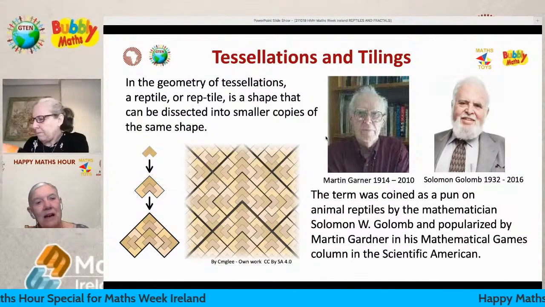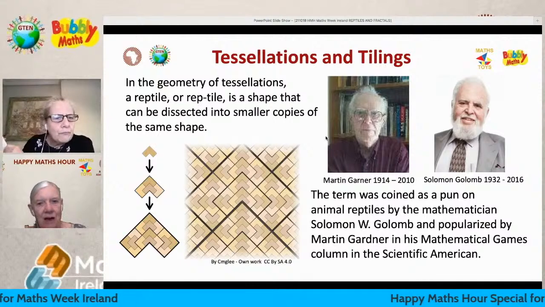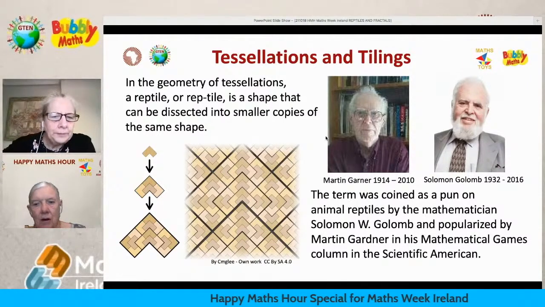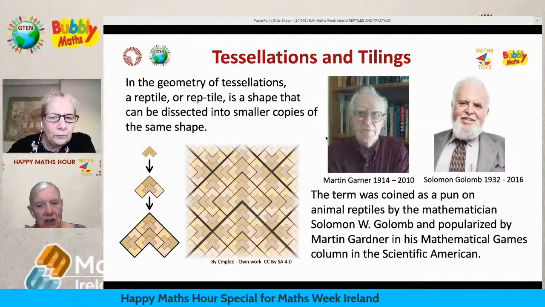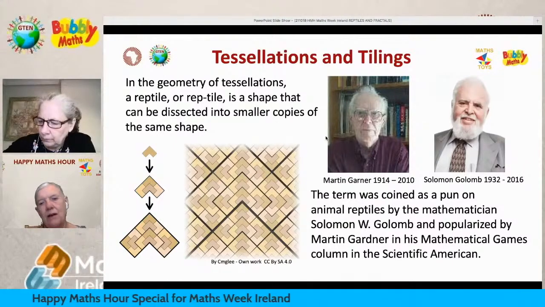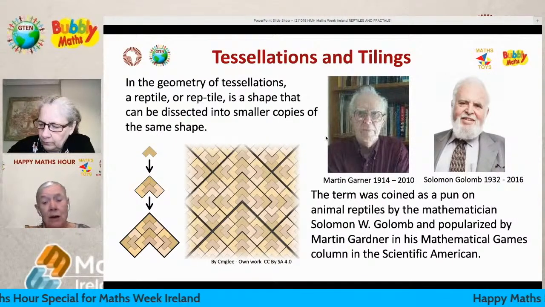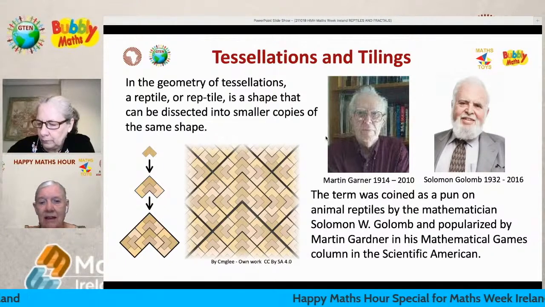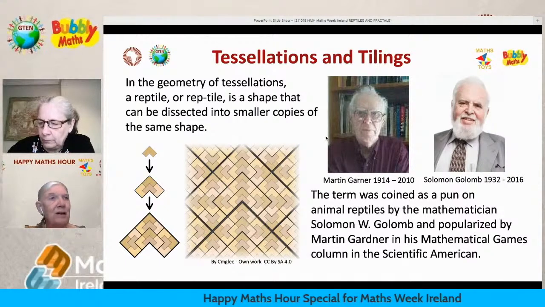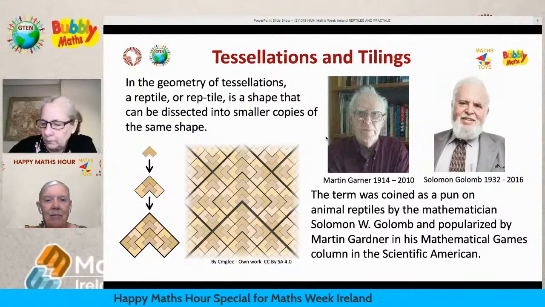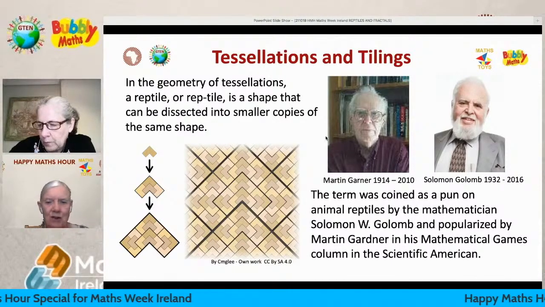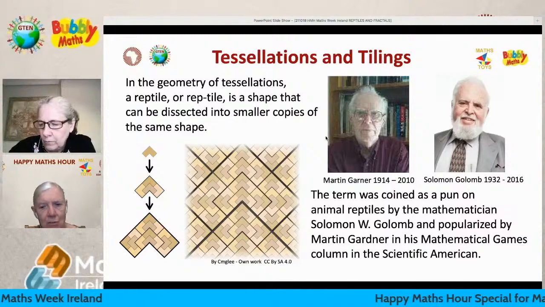Now, we owe the name reptile to these two men, really. It was coined by Solomon Golomb, who was a mathematician, but he also did quite a lot of serious maths and quite a lot of recreational maths. So he invented a lot of games and puzzles too. And Martin Gardner, who wrote extensively, and a lot of you will have seen his articles and books.